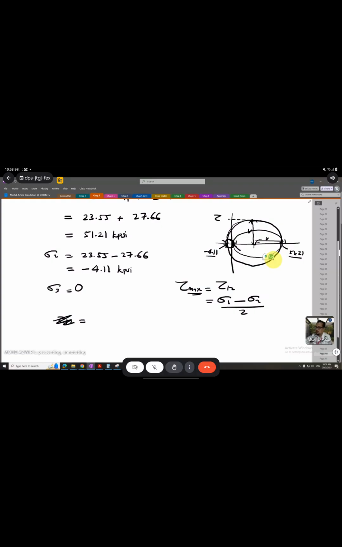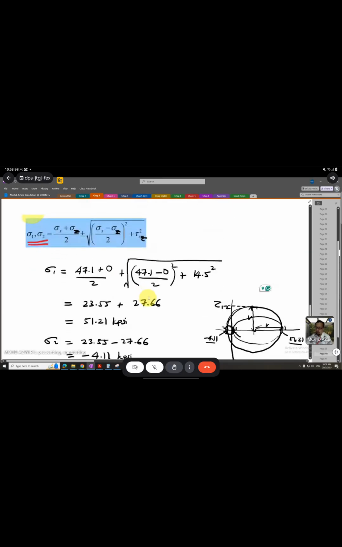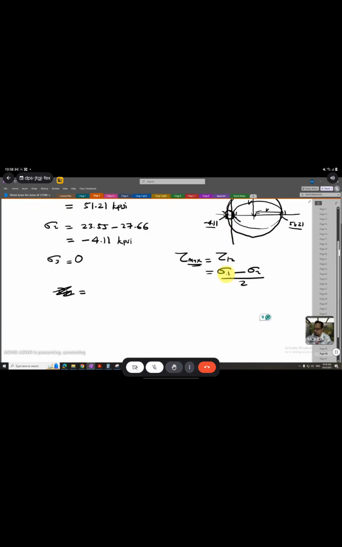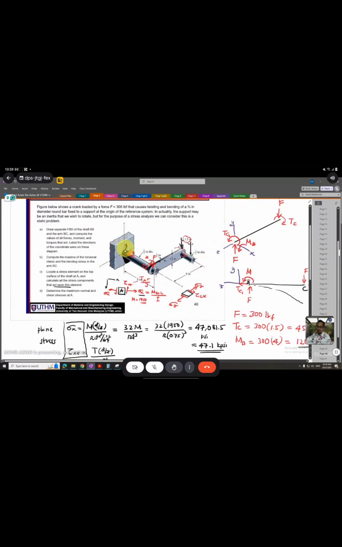So tau 12. Okay, just use a simple method like this lah. No need to use the equation. Actually, if you use the equation, you get the same value, which is 27.66. This one minus this one, you get 55 something. 55 divided by 2, you get 27 again. 27.66. Okay, so that's the answer for the principal stress at the location A, at here.